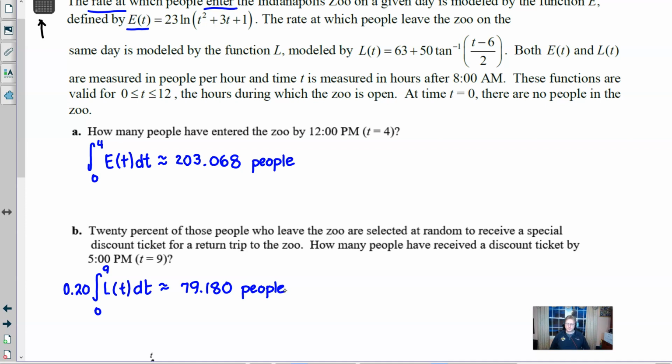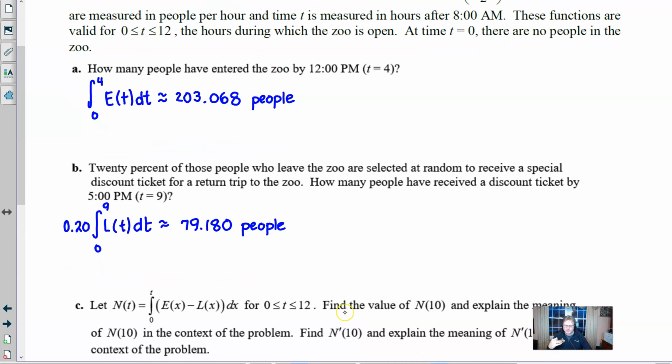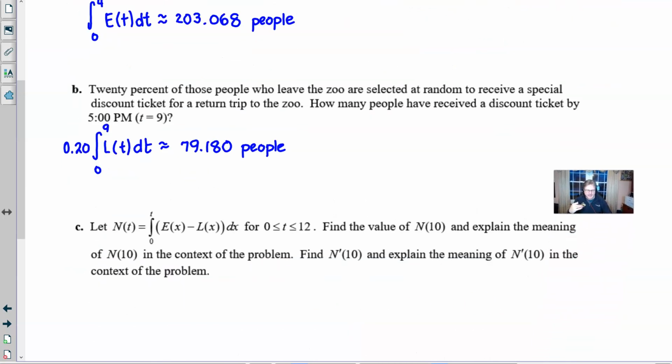Come back to the zoo. Okay, now things are going to start to get a little bit more interesting as we move to some of the future parts. Now we got part C, which looks a little complicated. We're defining a new function N of t, and we say that it's the integral of E of x minus L of x from 0 to t.